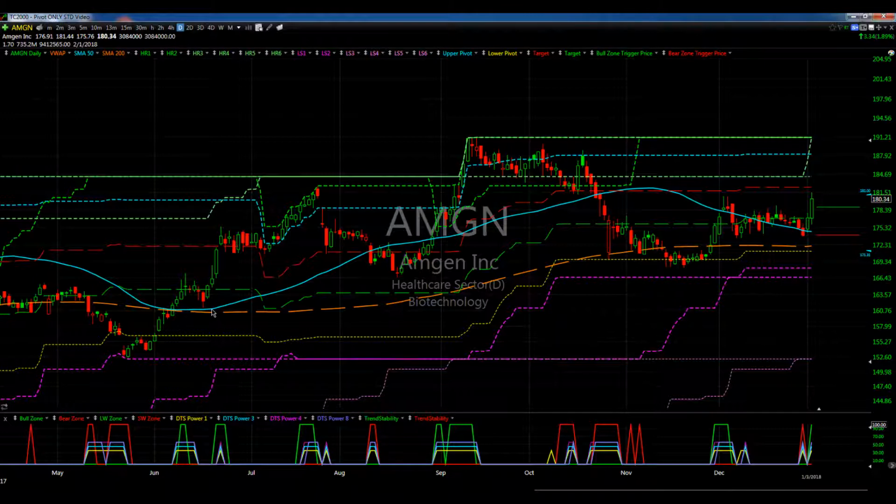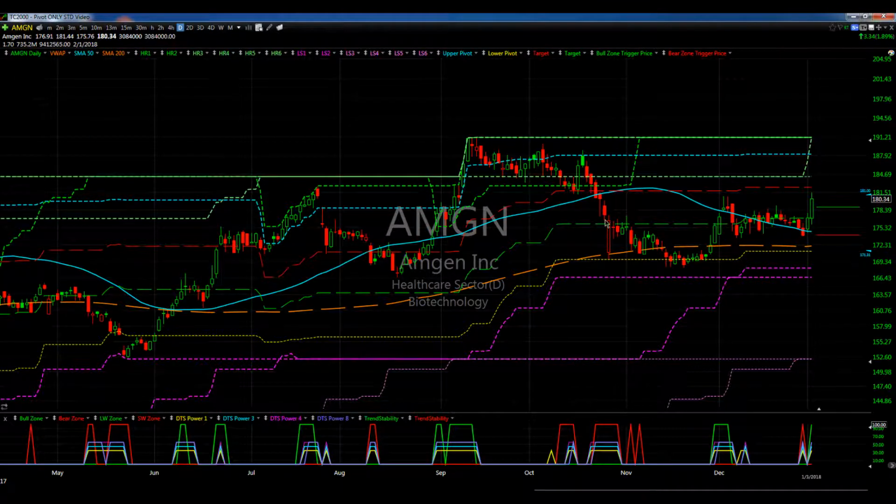This blue line is a 50-period moving average. This orange line is a 200. So that's what I want you to be aware of as well. And then I have a pivot system that consists of this blue line at the top, yellow line at the bottom, and my target 1 and target 2.